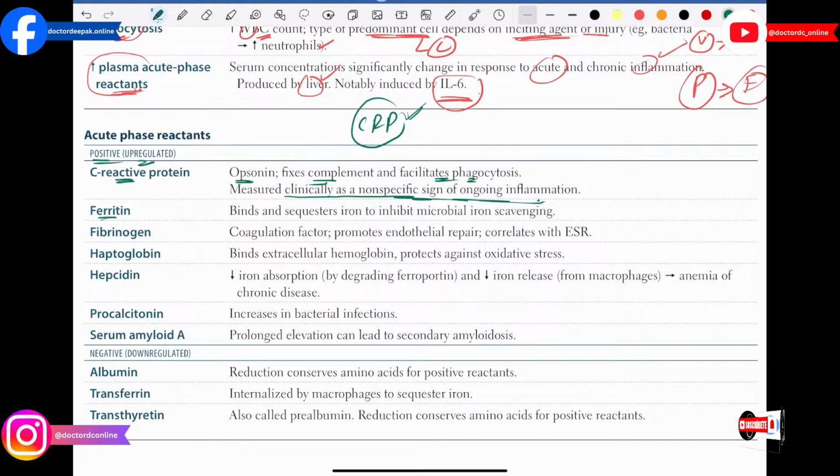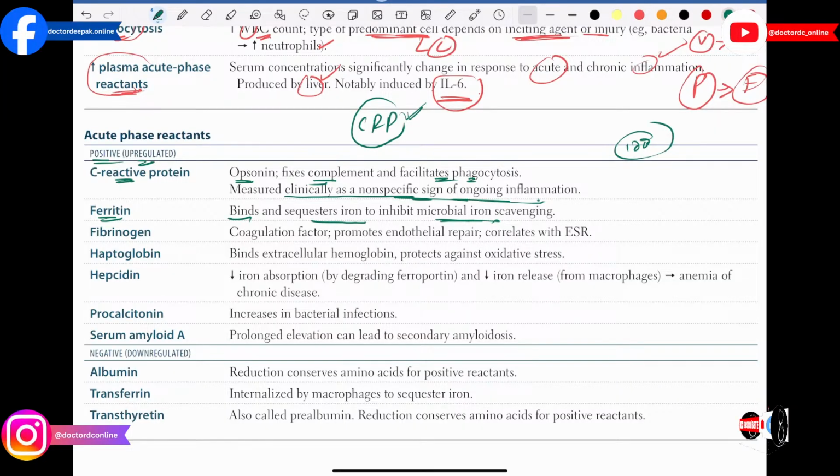Then after that, we have ferritin. That ferritin is again an acute phase reactant. When it is produced, it binds and sequesters the iron to inhibit microbial iron scavenging. So basically, just remember the iron is very important for bacteria.